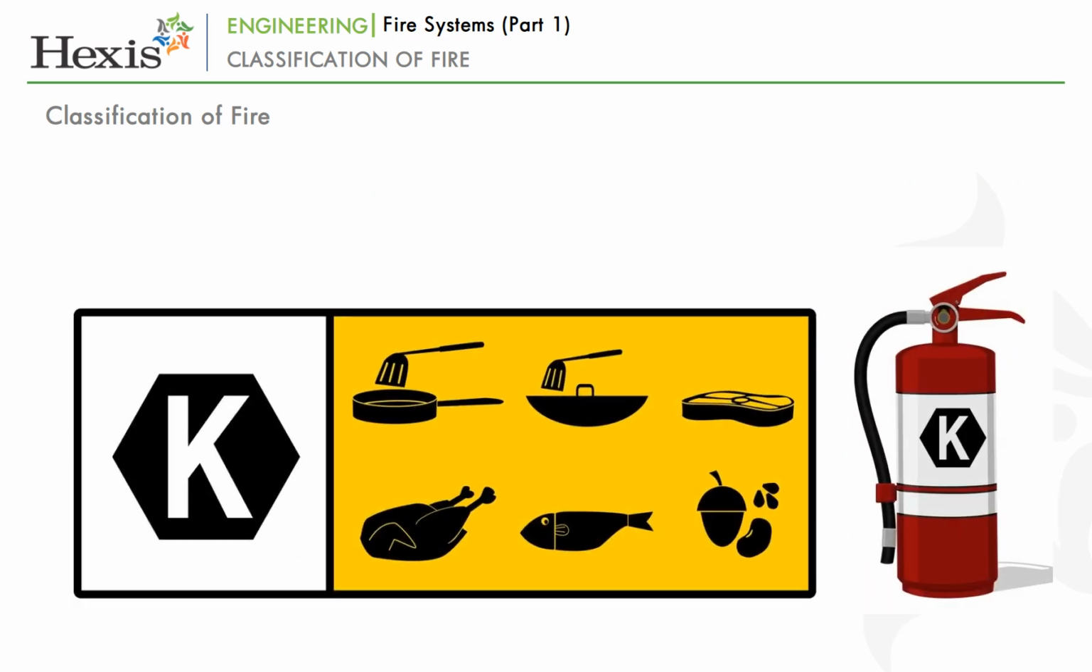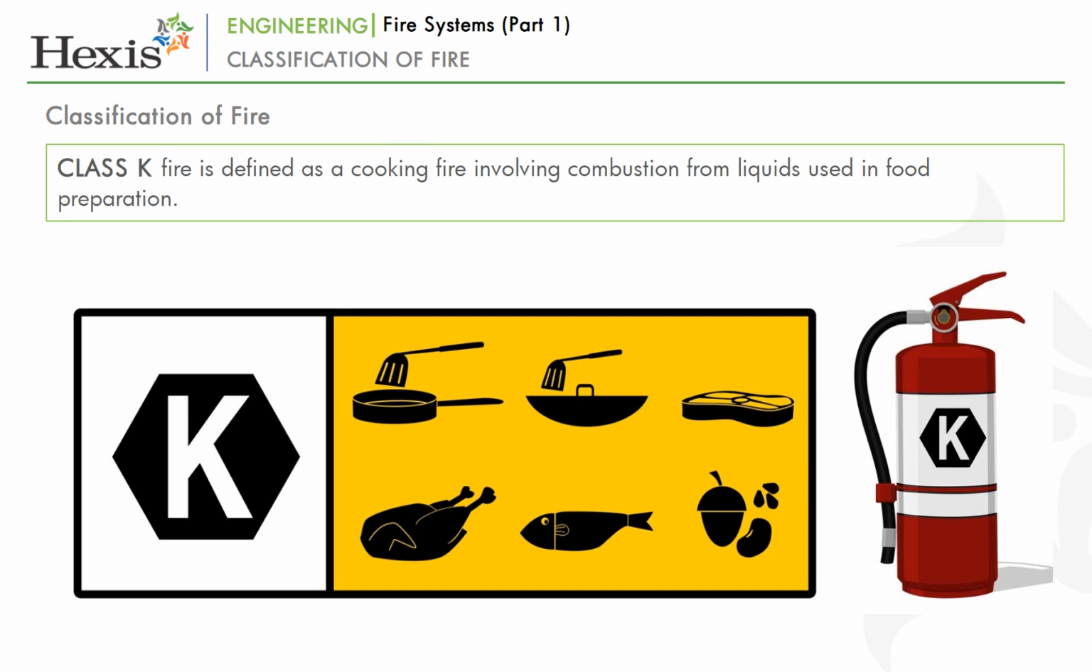Class K. A Class K fire is defined as a cooking fire involving combustion from liquids used in food preparation. Technically, it is a type of liquid fire. Class K fires are distinct enough to warrant their own classification. Cooking fires are fueled by a wide range of liquid cooking materials. Greases, cooking oils, vegetable fat, and animal fat are all fuel sources found in Class K fires.